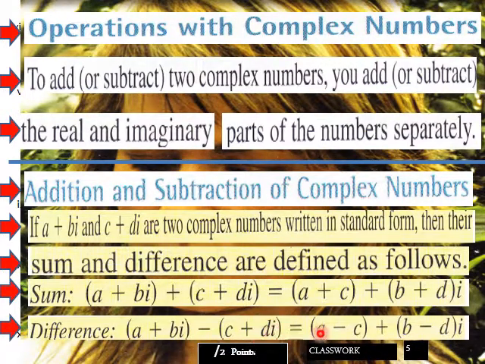And then you do the same thing here with the difference. You group together your reals and then you group together your imaginaries. So that would be the way that you would manipulate addition and subtraction of complex numbers.